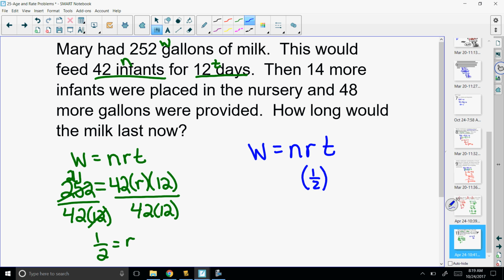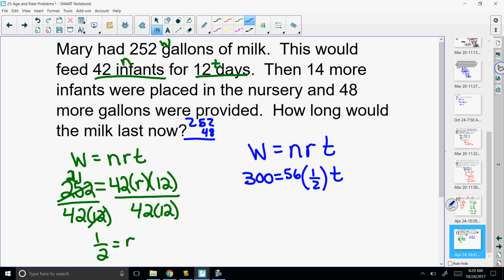All right, 14 more infants were placed in the nursery. What's my number now? 56, because you want to take the 42 plus 14. So I now have 56 infants. And 48 more gallons were provided. So how much milk do I have now? I'm going to take 252 plus another 48. So how many gallons do you have now? 300. And they want to know how long the milk will last now. So they want to know the time.